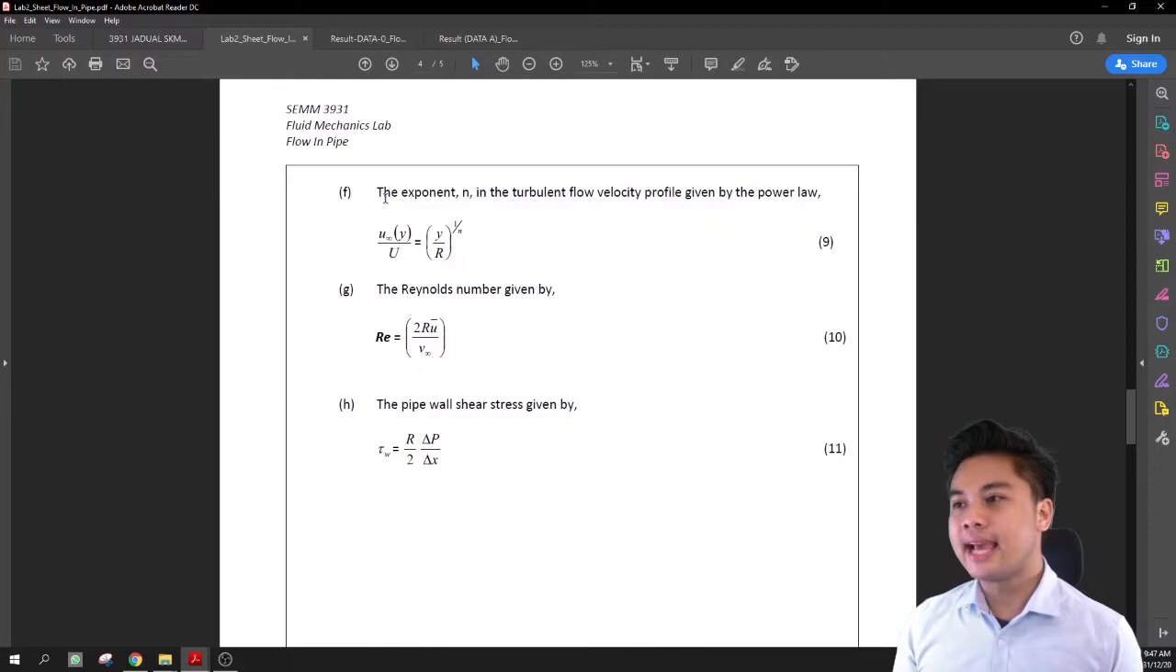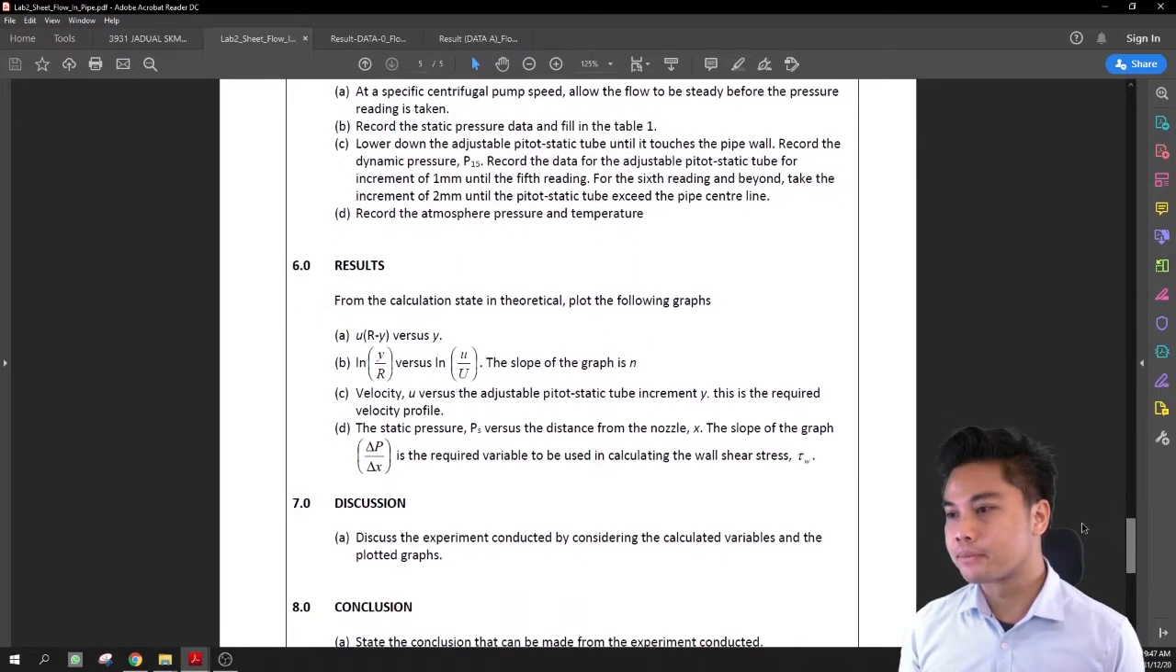And here, the exponent n in the turbulent flow velocity profile that you are going to require is obtained from the power law, which is n. This is the basic formula. Once you take the ln of both sides, you will realize that this part actually relates to your table. Let me show you. Now you can see we have ln y over R versus ln u over U, where capital U is U maximum.